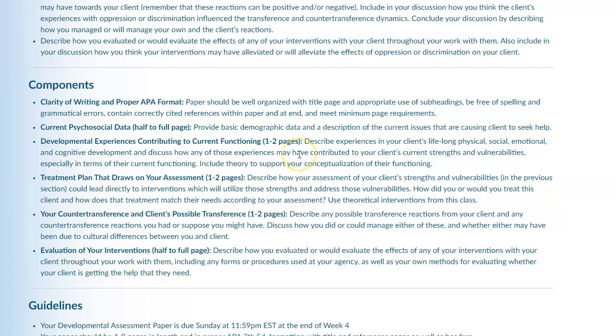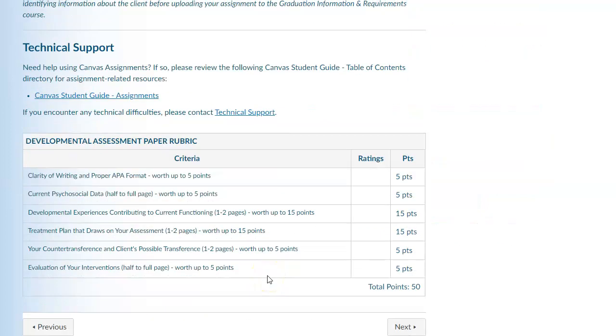Again, make sure that your APA format is accurate. There are places you can look at. The MSW Student Resource Center can give a good overview of proper APA format for papers. Just make sure that you're using headings appropriately, subheadings, that you are using in-text citations, and your reference page is formatted accurately. Here you'll see the rubric.